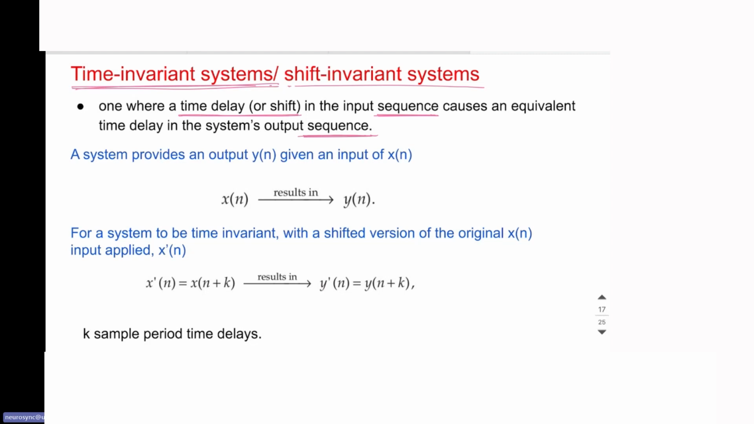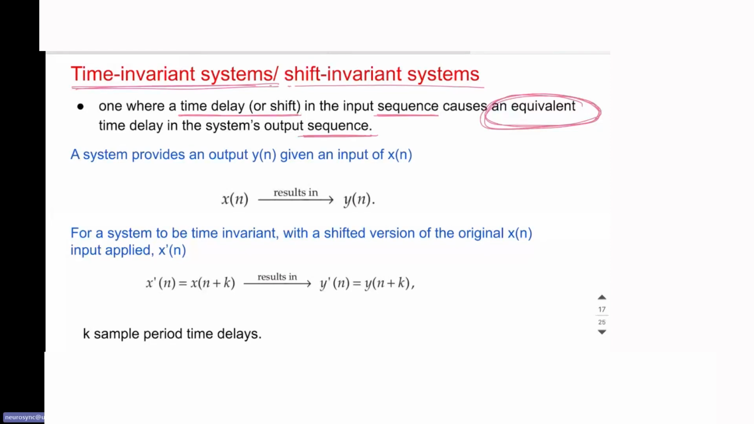Okay, so please understand what time invariant systems are. Time invariant systems are the systems where a shift in the input sequence causes an equivalent shift in the system's output sequence. Okay.